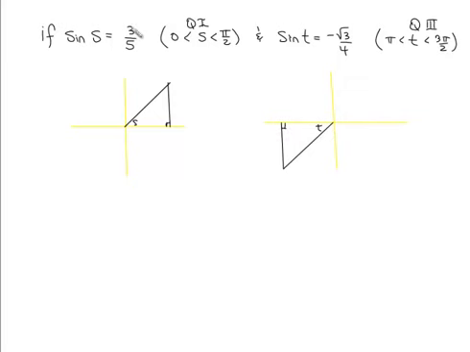We know that sine is opposite over hypotenuse. So opposite is 3, hypotenuse is 5. We're going to use the Pythagorean theorem: A squared plus 3 squared equals 5 squared.